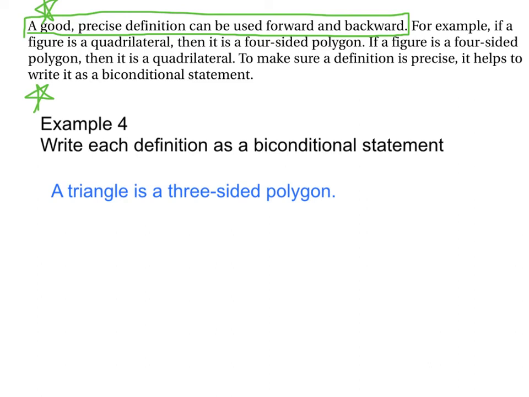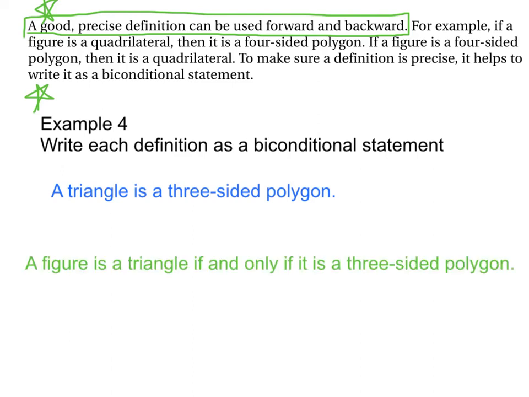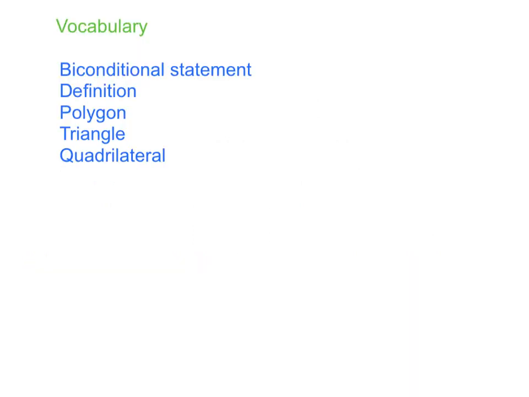Our last example is this. I want you to write this definition in blue as a biconditional statement. So on your own, take the definition, a triangle is a three-sided polygon, and write it as a biconditional statement. Here's our biconditional statement. A figure is a triangle if and only if it is a three-sided polygon. The reason it's true is because the conditional statement and the converse are both true. And here's your vocab. Your vocab are these 5 vocab words: biconditional statement, definition, polygon, triangle, and quadrilateral.